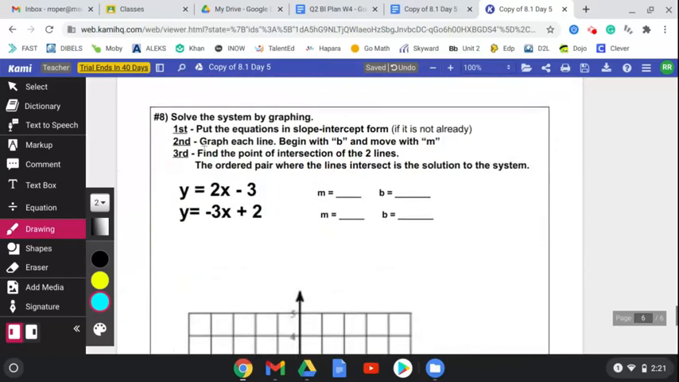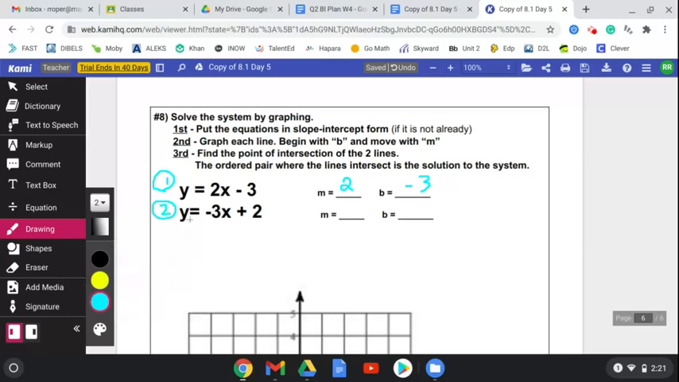So, number 8, last one here, solve the system by graphing. So step 1, put the equations in slope-intercept form if they are not already. So let me call this first one equation 1, and this will be equation 2. Now, equation 1, is it in slope-intercept form? Looks like it. It says y equals mx plus b. M is 2, since that is the number in front of x. What's my b? What is the constant term? Negative 3, right?